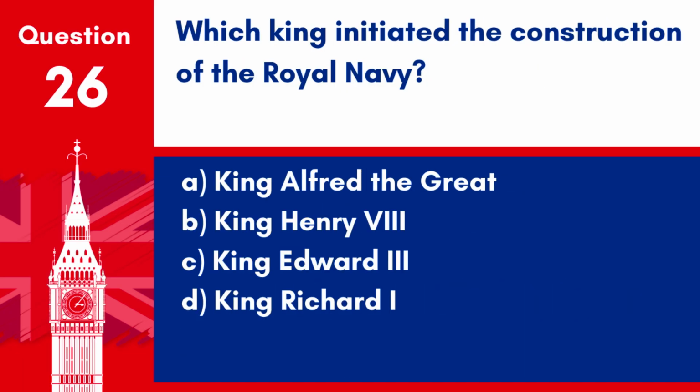Question 26. Which king initiated the construction of the Royal Navy? A. King Alfred the Great. B. King Henry VIII. C. King Edward III. D. King Richard I. Answer. B. King Henry VIII. King Henry VIII is credited with initiating the construction of the Royal Navy, establishing England as a significant naval power.